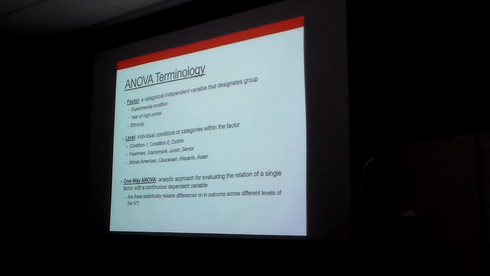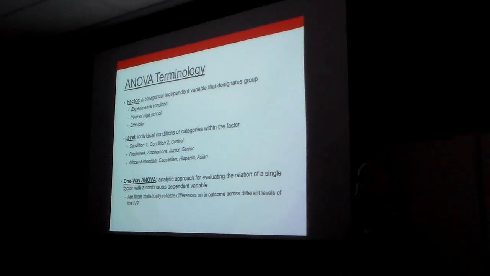Okay? And so our one-way ANOVA, what we're going to do here is look at the relation of a single factor with some continuous outcome, right? We can talk about this in a couple different ways. We can say, are there statistically reliable differences in outcomes across levels of the independent variable, right? So do we see mean differences in condition 1, 2, or control?